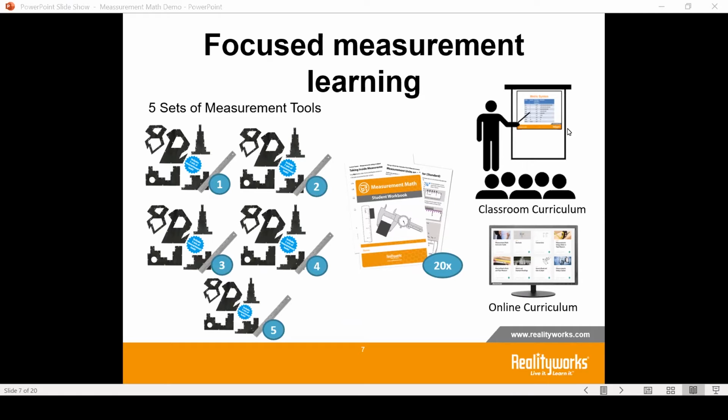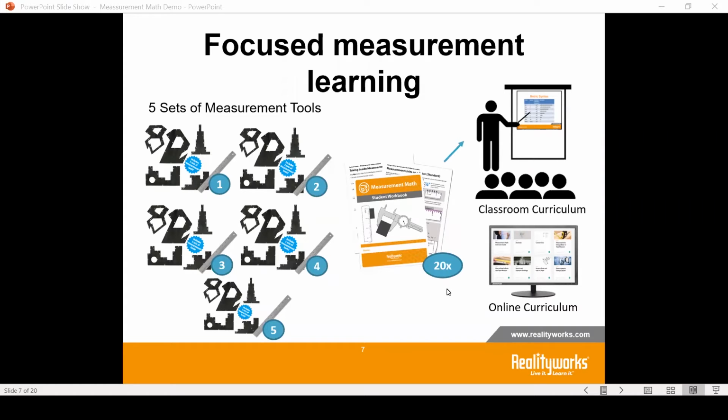So in this case, when you get this product, you get 5 sets of measurement tools that are all packaged up for your usage and your students' usage. You'd also get 20 measurement math student workbooks for them to interact with the measurement tools and to do measurement activities with. Now, if you need more workbooks, you can also add workbooks to your orders as needed.